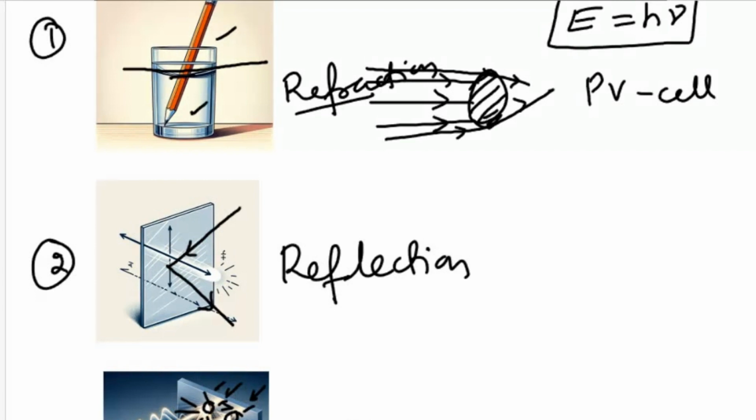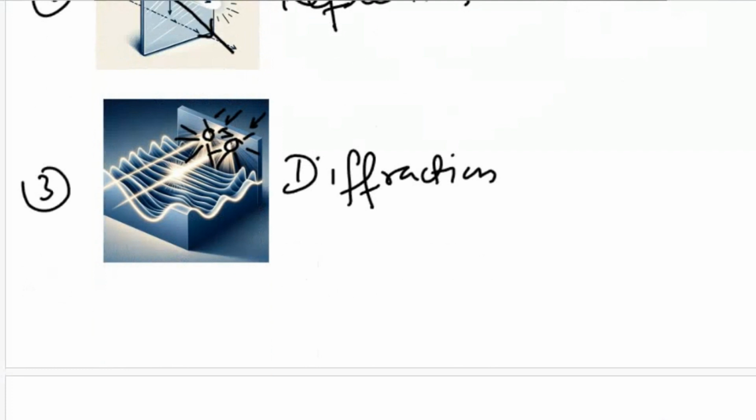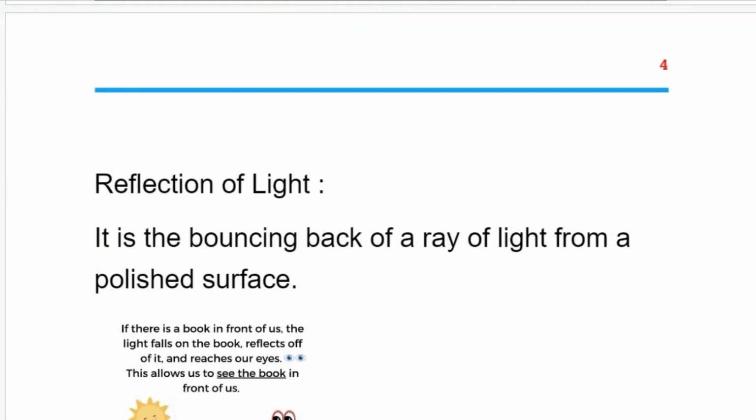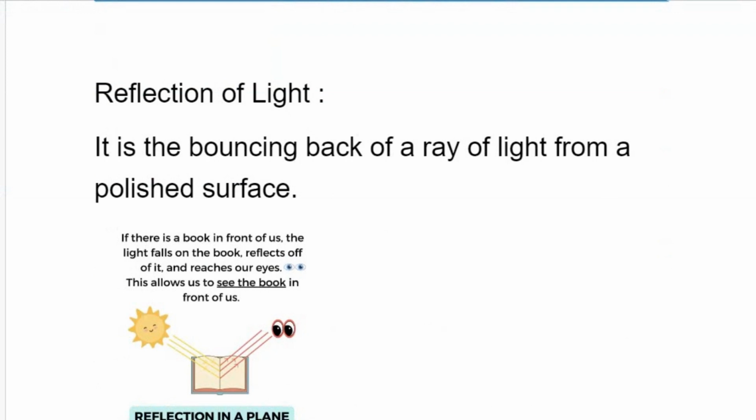So these phenomena we see about light, so we say that light has three natures: ray nature, wave nature and particle nature. Our chapter in class 10th physics in CBSE and ICSE syllabus is about reflection of light. So what is the meaning of reflection of light? Reflection of light is defined as the bouncing back of a ray of light from a polished surface.